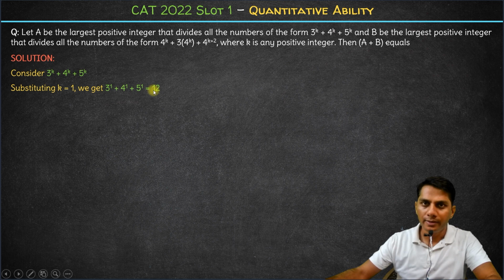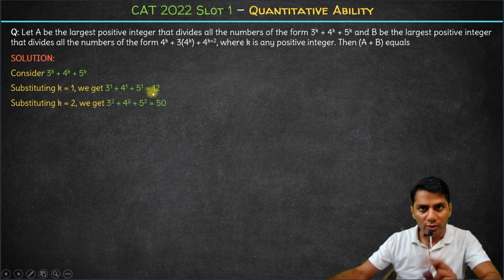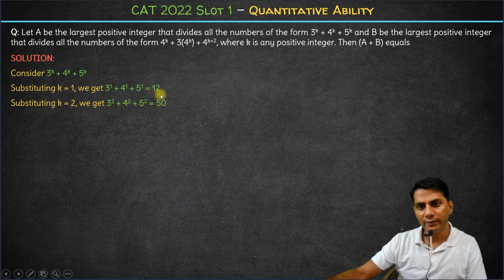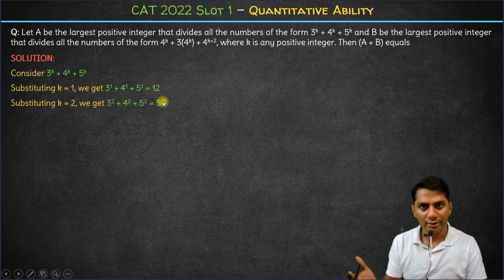Now what if k is 2? If we substitute k equals 2, we'll get 3 square plus 4 square plus 5 square. Now 3 square is 9, plus 4 square 16, plus 5 square 25. 9 plus 16 is 25, 25 plus 25 is 50. So when k is 2, the number comes out to be 50. Now a is the largest positive integer that divides all the numbers of this form. So even if you just check for two numbers, 12 and 50, the largest possible number which divides both 12 and 50 is how much? It is 2. Only 2 divides 12 and 50 both. So a cannot be greater than 2, right?